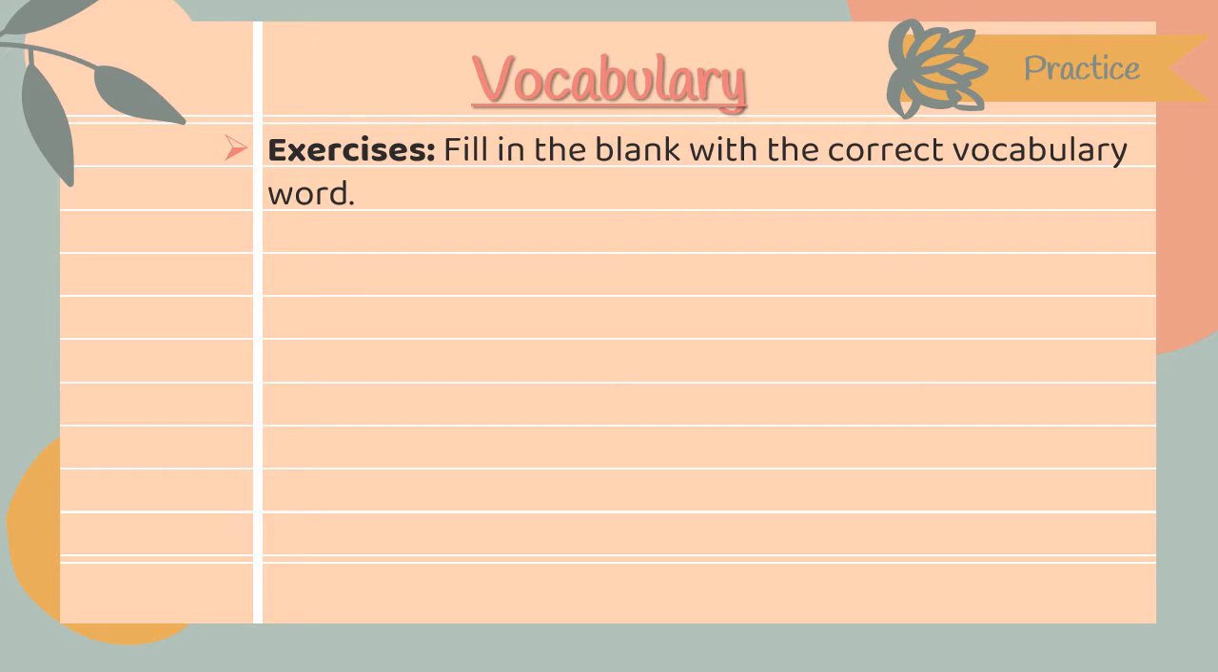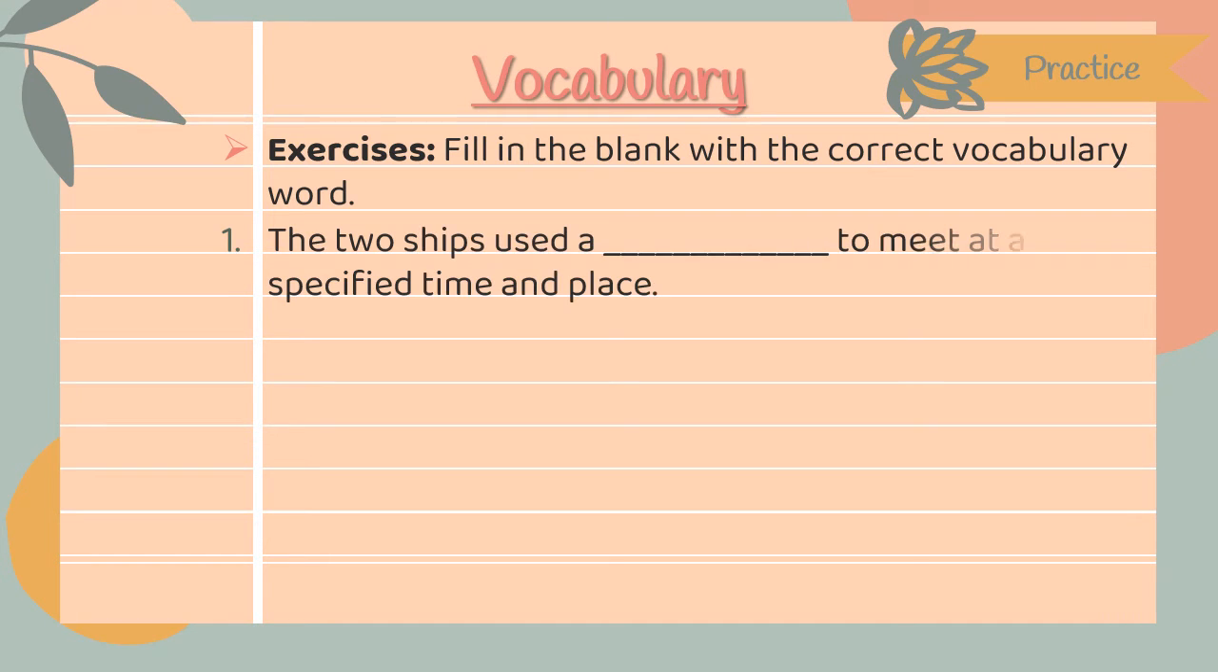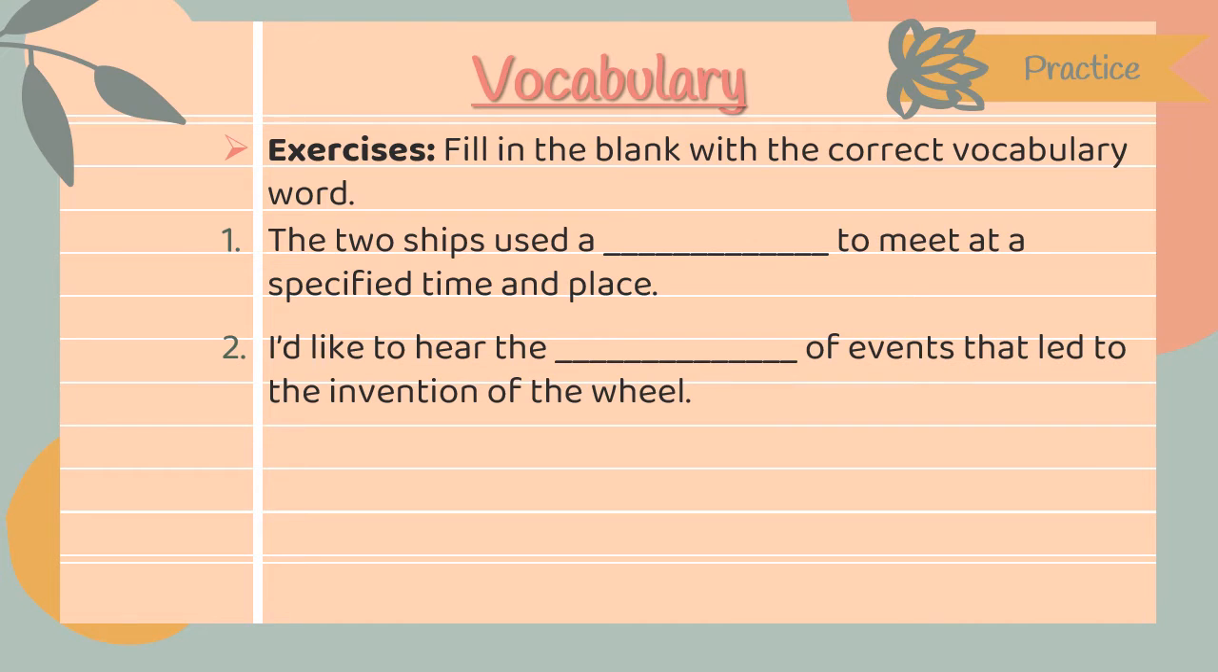Okay, let's practice. Fill in the blank with the correct vocabulary word. Number 1, the two ships used a blank to meet at a specified time and place. So which word, chronology, chronometer, chronobiology, which one would be an instrument that could be used to determine time? Number 2, I'd like to hear the blank of events that led to the invention of the wheel. So what word talks about the order of events?